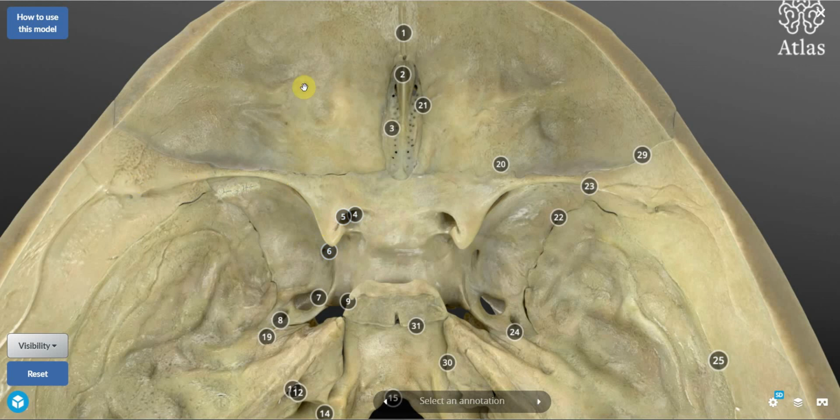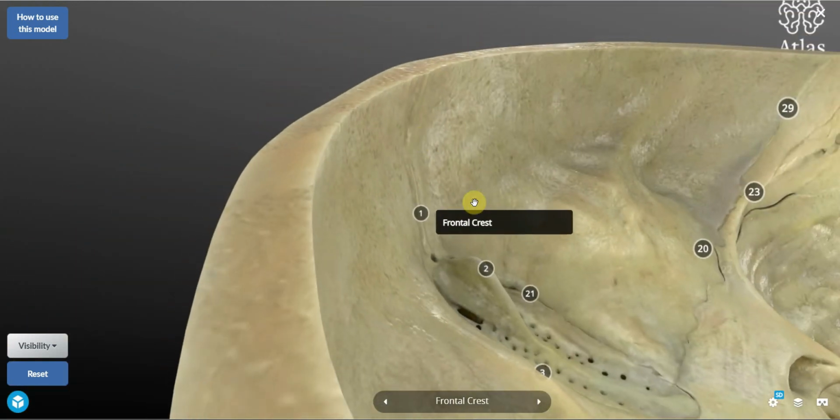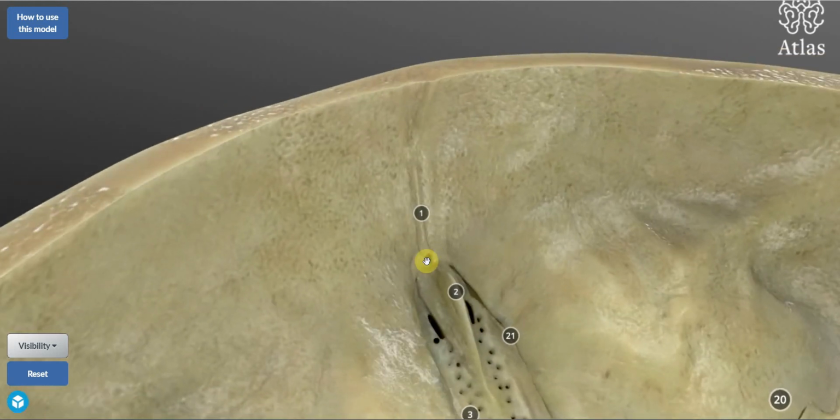So what are the features of the anterior cranial fossa? In the midline, we can see this linear elevation of bone. It is called the frontal crest. A fold of dura mater called the falx cerebri is attached to the frontal crest. Posterior to the frontal crest, there is this foramen here. We call this the foramen cecum. It transmits an emissary vein from the nasal cavity to the superior sagittal sinus.